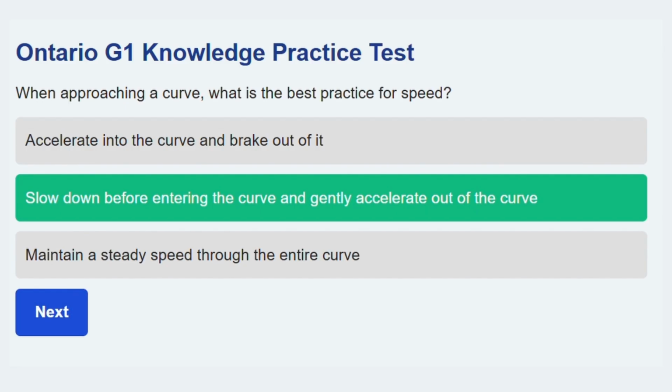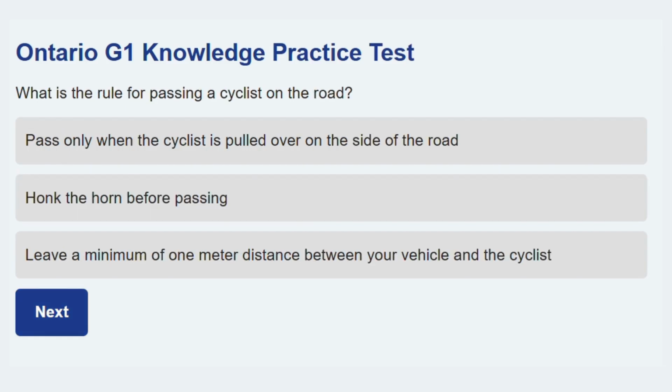Next up, what is the rule for passing a cyclist on the road? Leave a minimum of 1 meter distance between your vehicle and the cyclist. This ensures the safety of the cyclist.